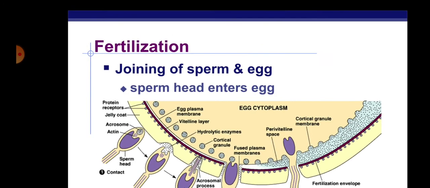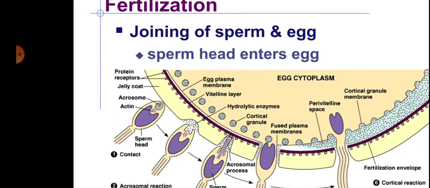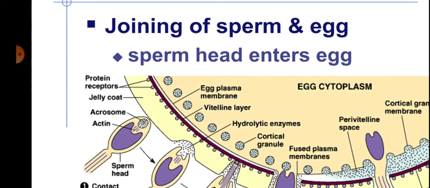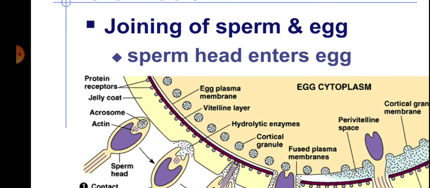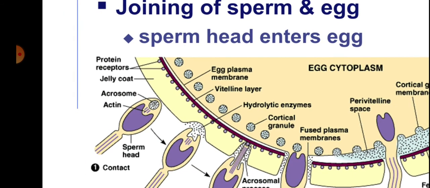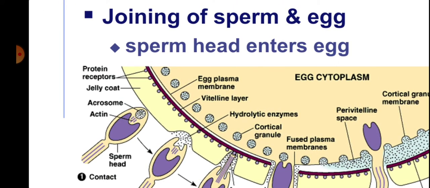6 stages. When you see the egg membrane, it has got a jelly coat shown by the light yellow color. The next are the protein receptors. The next lining is the vitelline lining shown by the dark brown color. And then the white lining is the egg plasma membrane. The egg plasma membrane has small cortical granules which will release corticals after the fertilization to form the cortical granular membrane. In the first stage, the sperm head contacts the jelly coat layer of the egg.